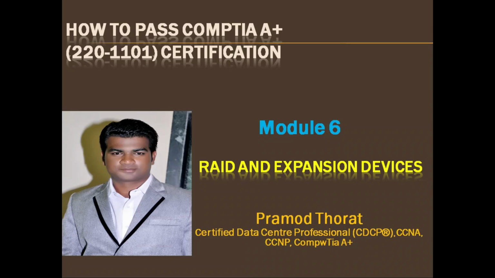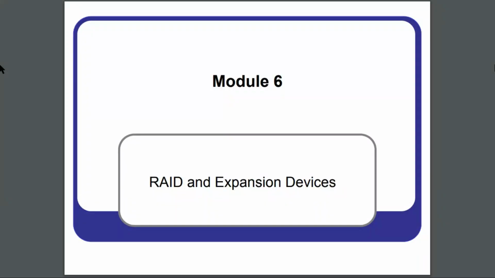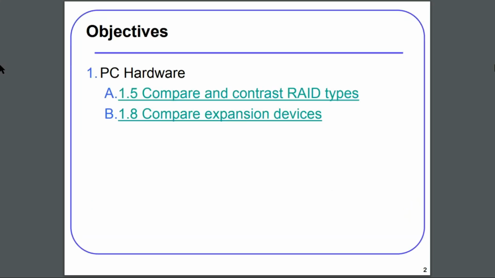So my name is Pramod Thorat and this is another video for the How to Pass CompTIA A+ Certification series, Module 6. This module is also very helpful to pass the Core 1 CompTIA exam. So let's go to Module 6, RAID and expansion devices. So this is Module 6, RAID and expansion devices. The objective for this module is to compare and contrast RAID types and compare expansion devices.